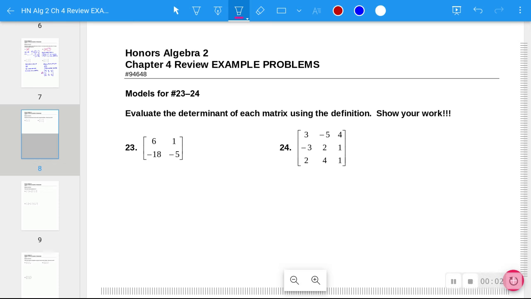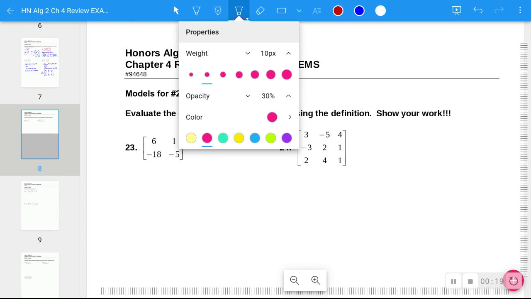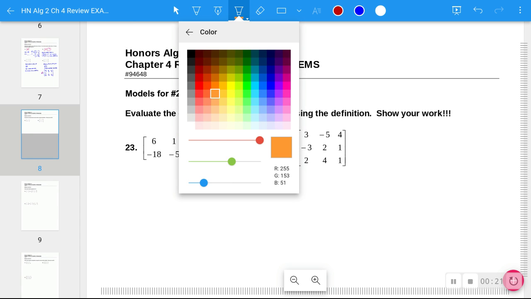We're back on the review for Chapter 4, Honors Algebra 2. On these two problems, we're supposed to find the determinant of the matrix using the definition, which is just to say do it by hand and show your work. So let's turn to maybe a goldfish here.